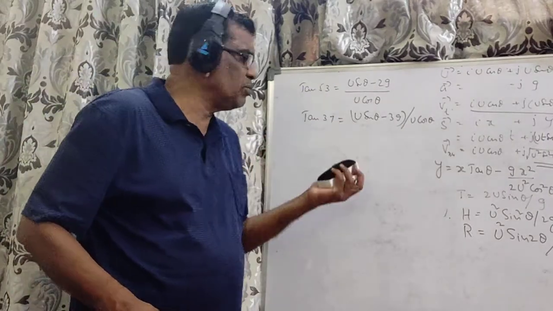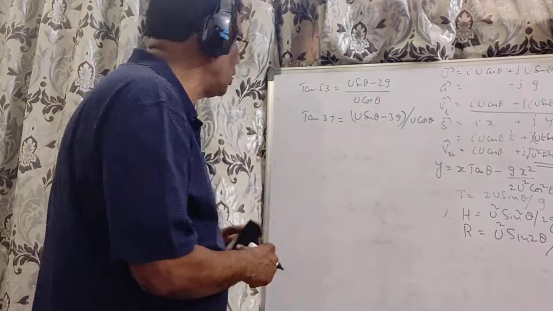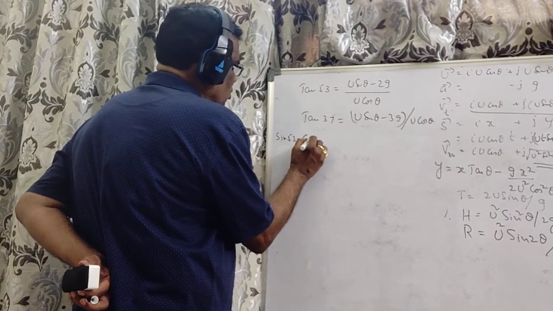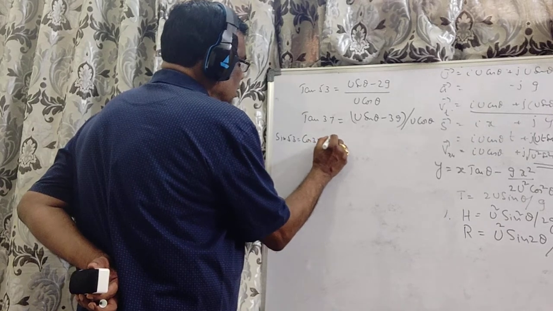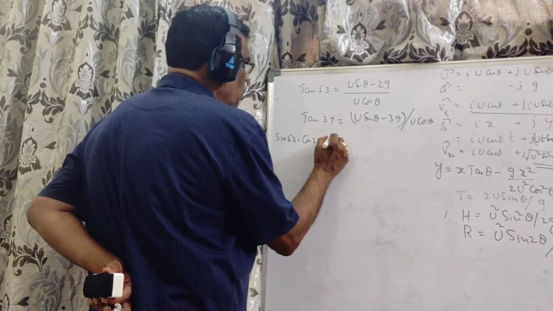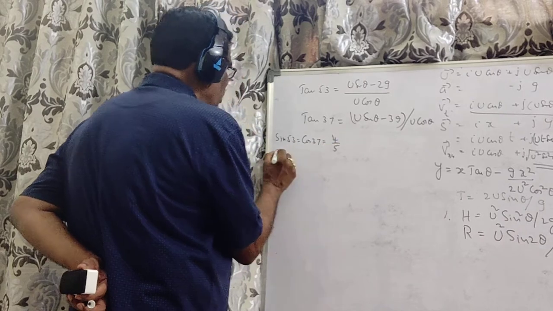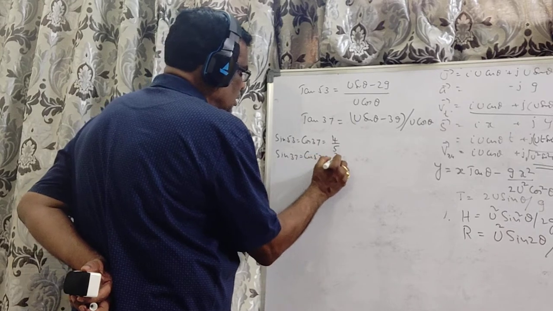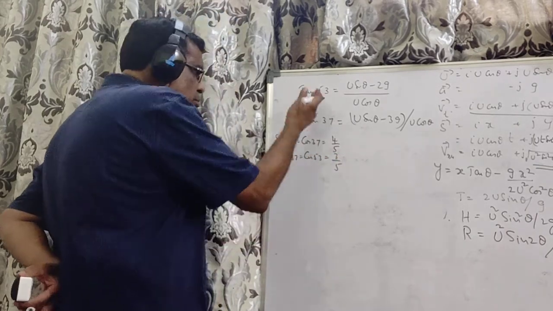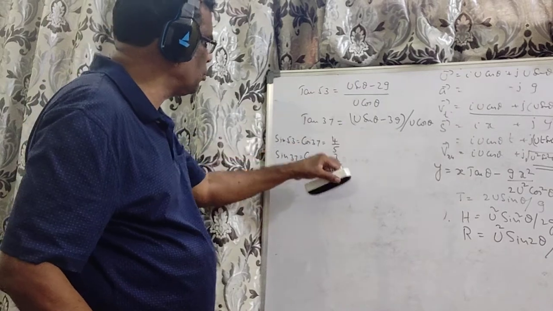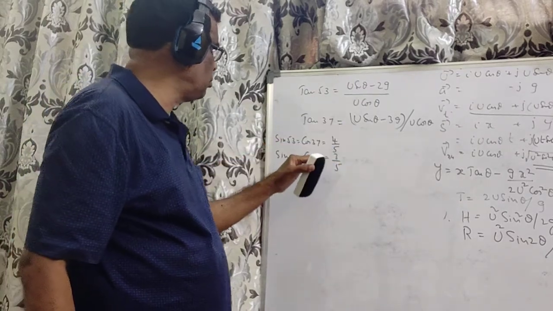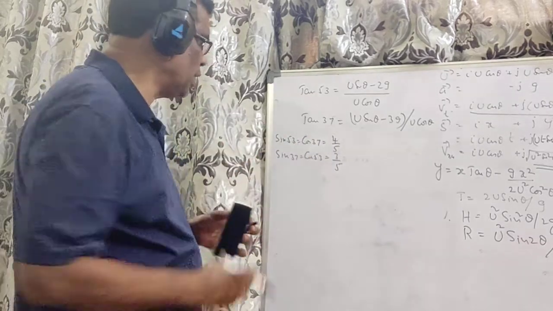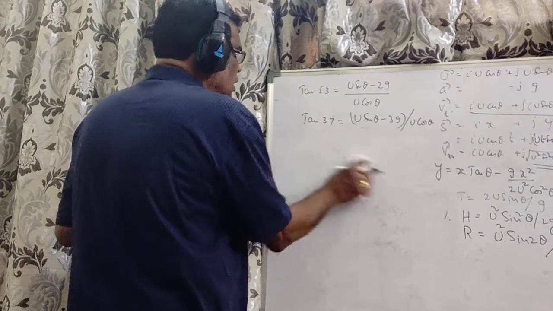You know, most of the time 53 and 37 are given because sin 53 is equal to cos 37 is equal to 4 by 5. Sin 37 is equal to cos 53 is 3 by 5. Obviously, tan 53 becomes 4 by 3. Tan 37 becomes 3 by 4. See, you can directly write down. So these are the things that I'm going to make use of.